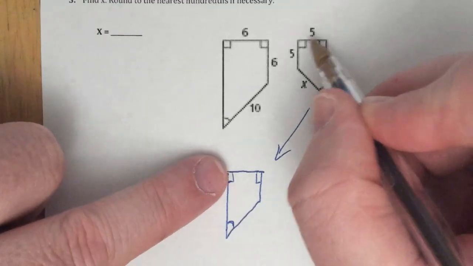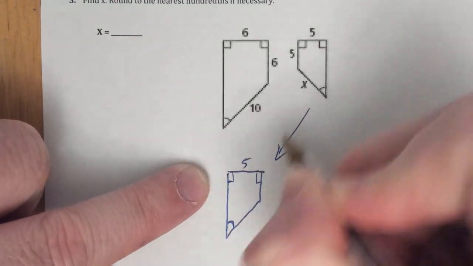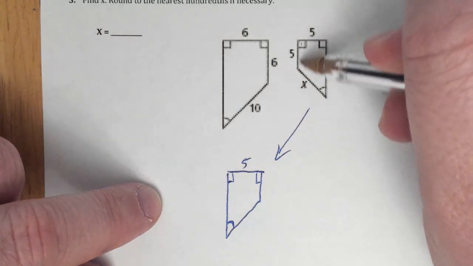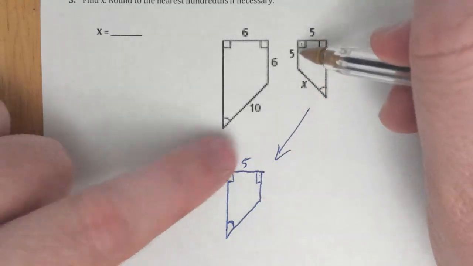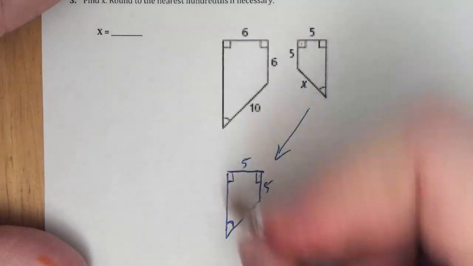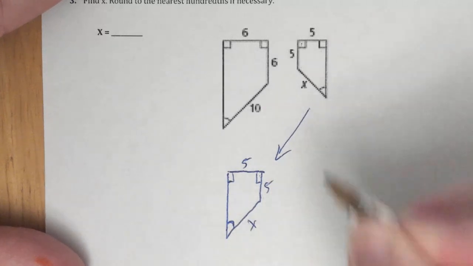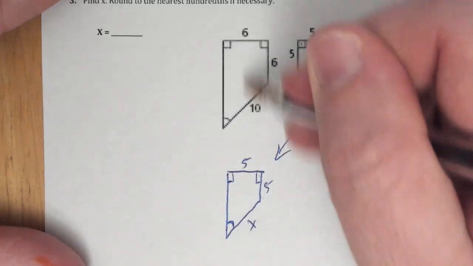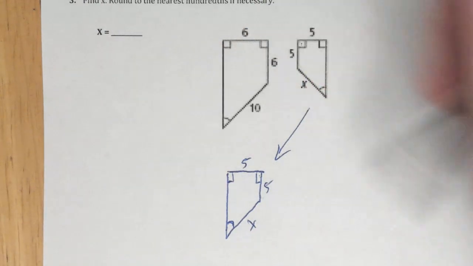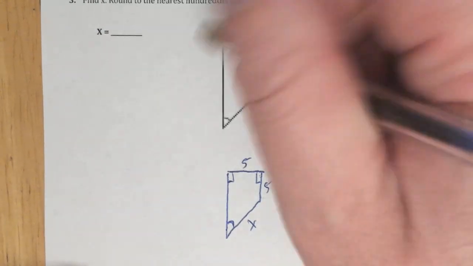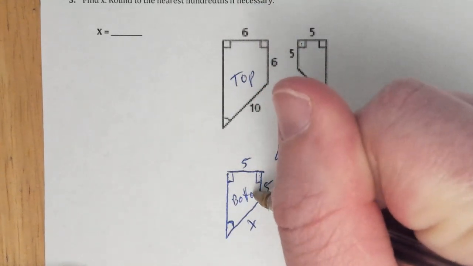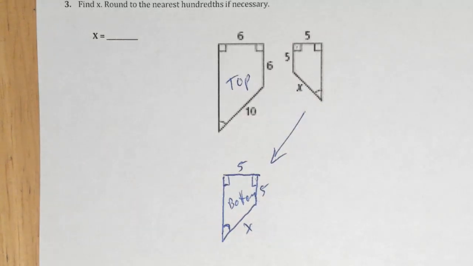Now from 90 to 90 is 5, so I'm going to put the 5 right here. The 90 to this corner right here is 5. And then the diagonal is x. We took all this information, put it here, and now these two are the ones that we're going to match. I'm going to let this be the top of my fraction and this be the bottom of my fraction. It really doesn't matter, just as long as it's one over the other.